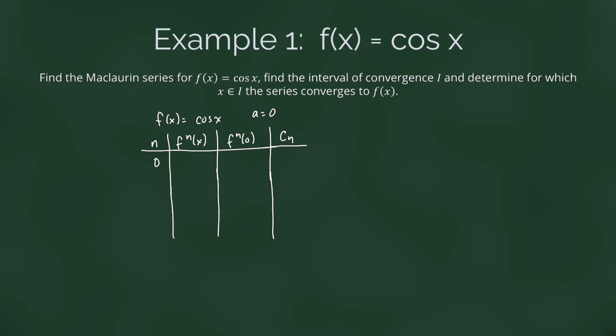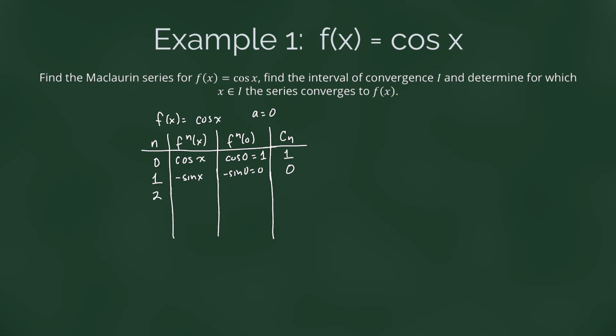So when n is 0, the 0th derivative is just the function itself. So this is going to be the cosine of x, and that cosine of 0 is 1. So our very first term is going to be the number 1. When n is 1, our first derivative is negative sine x. That evaluated at 0 is 0. So the coefficient of the term c sub 1 is 0.